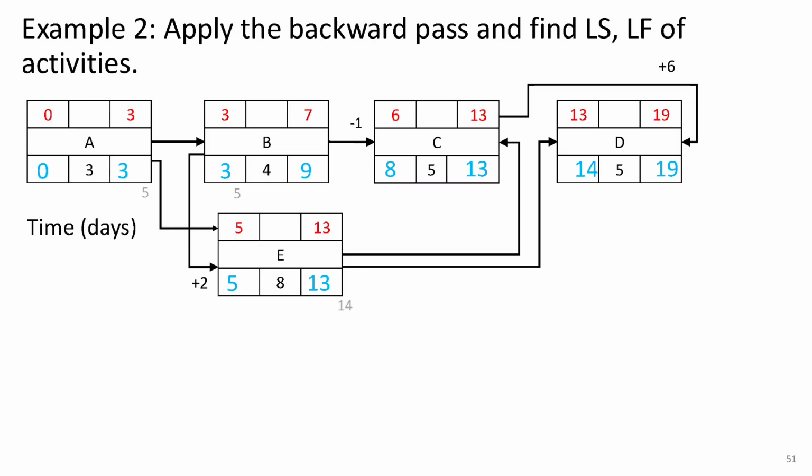Finally, let's calculate activity A. The finish of A determines both the start of B and the start of E. That means the late finish of A could be either 3 or 5. We take the smaller value, which is 3. Since the duration of A is 3 days, its late start must be 3 minus 3, which gives us 0. It looks like our calculations are correct because we ended up with a late start of 0 for the first activity, which is what we should always expect.